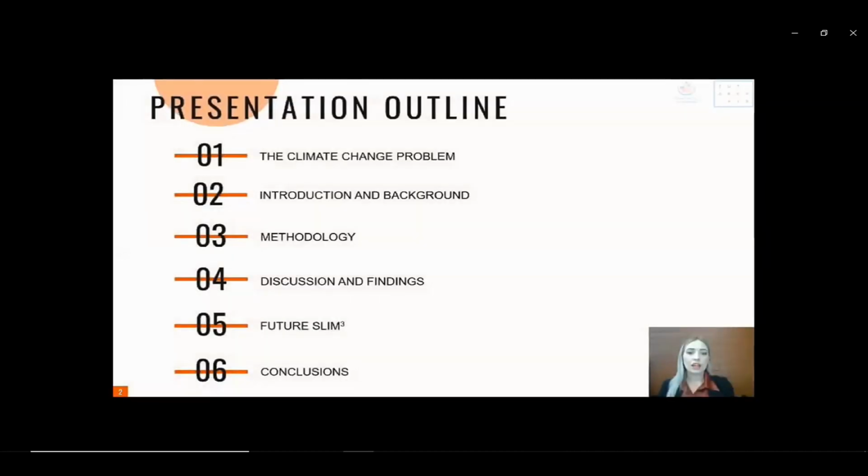Looking at the presentation outline, we will have a look at the climate change problem or crisis, as well as the introduction and background, a little bit of methodology, and then a discussion of the results or findings, as well as the future SLIM, the model developed, and some conclusions.